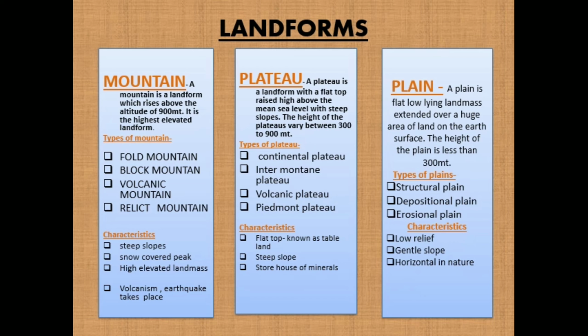What are the characteristics? Mountain has steep slopes. It is covered with snow, is a high elevated landmass, and volcanism and earthquakes take place. Plateau. A plateau is a landform with a flat top raised high above the mean sea level with steep slopes. The height of the plateaus varies between 300 to 900 meters.